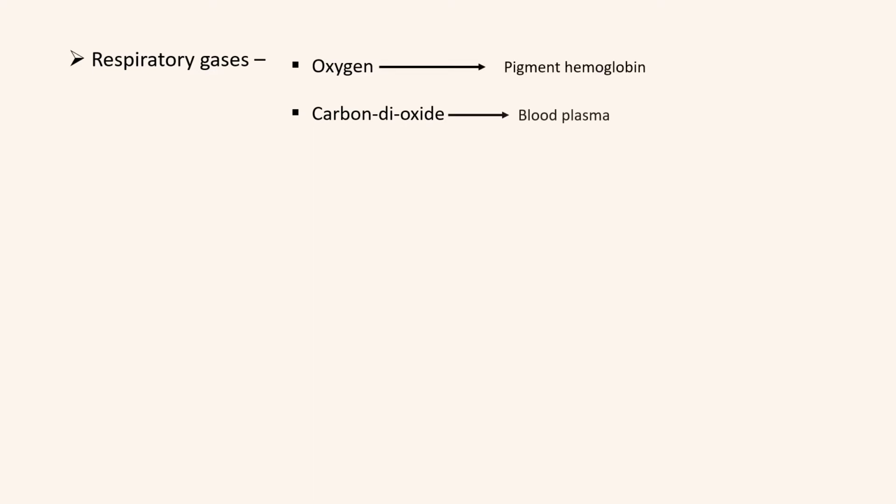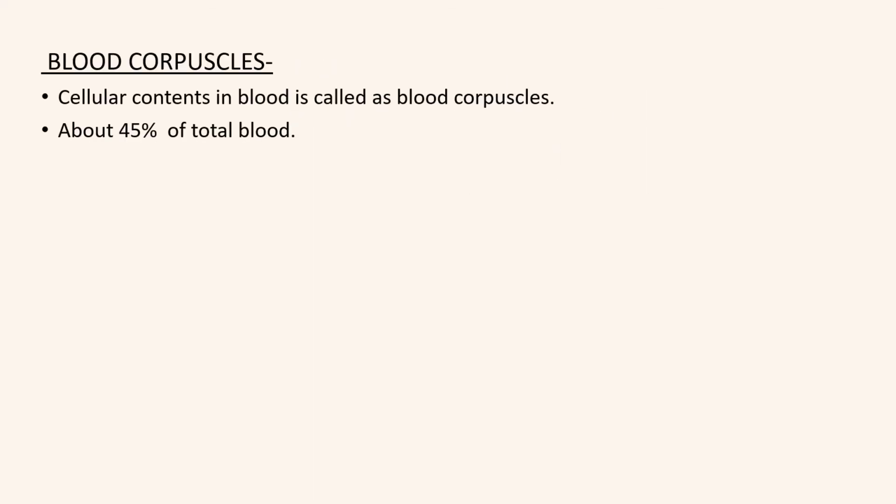The respiratory gases include oxygen and carbon dioxide. While oxygen combines with hemoglobin, carbon dioxide associates with blood plasma, forming carbonic acid and bicarbonates. Blood corpuscles. The cellular contents in blood are called blood corpuscles. They make up about 45% of total blood.